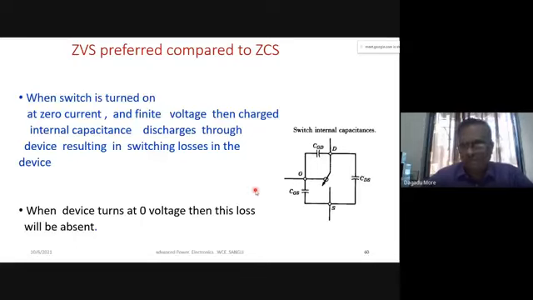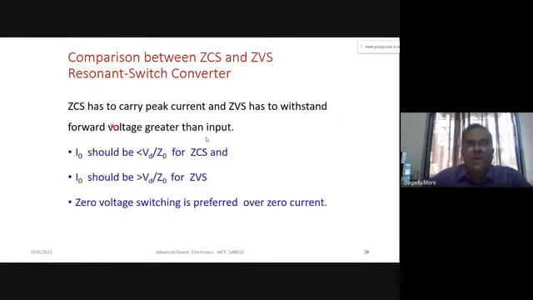The device has to withstand a higher forward voltage, or the voltage across the switch will appear as more voltage across the switch. So any question? Is it right?